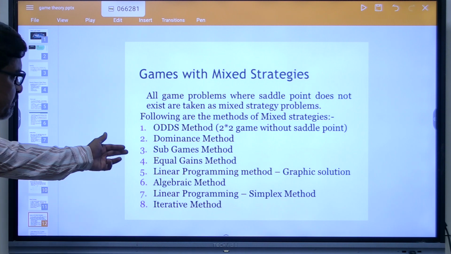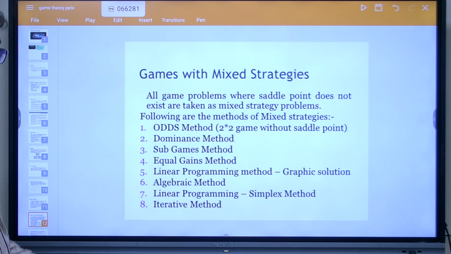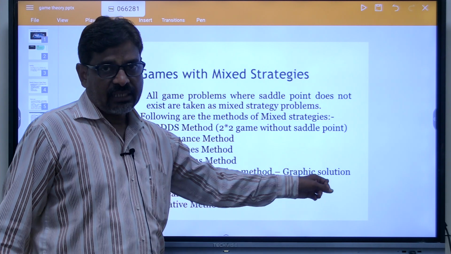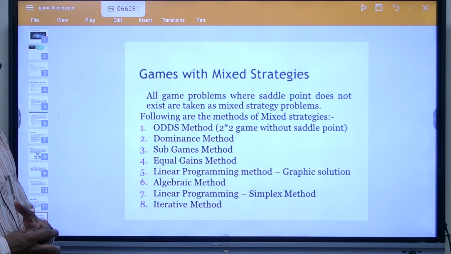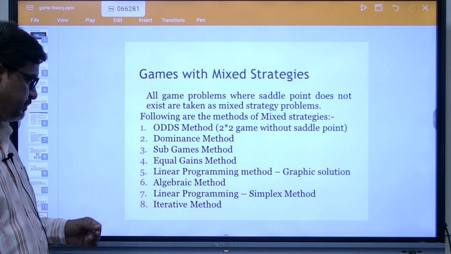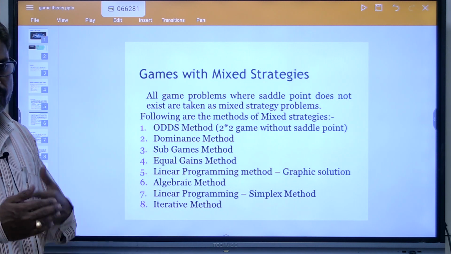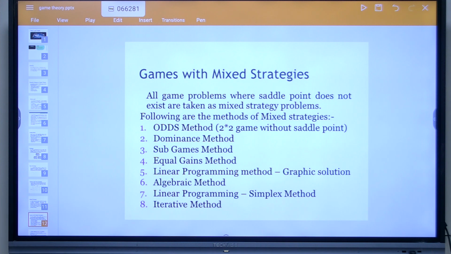We have the sub games method, we have the equal gains method, we also have the LP method, the linear programming one that you have already studied. Linear programming on the basis of the graphic solution is there. This time we are having the graphic solution, and another time we are also having the simplex, that is the tabular form, when we are having more than 2 variables. The algebraic method and the iterative methods, one by one we have to solve it out. So, by these methods we can solve our games with mixed strategies.